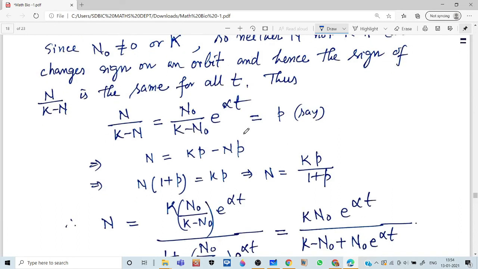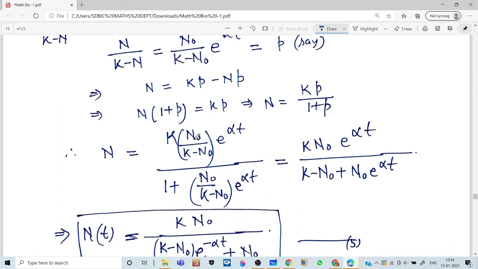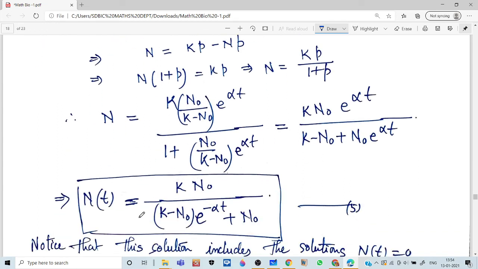n0 by k minus n0 e to the power alpha t is equal to p, say. So n equal to kp minus np, that is n(1 plus p) is equal to kp, that is n is equal to kp by 1 plus p, and putting the value of p, you get the result. Hence the solution for the logistic growth model is n(t) equal to k n0 by (k minus n0) e to the power minus alpha t plus n0.